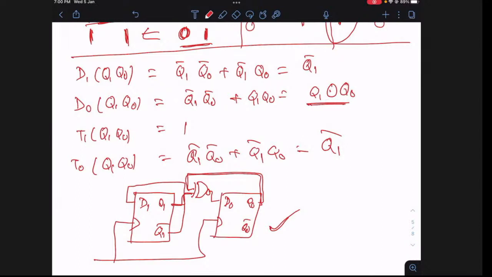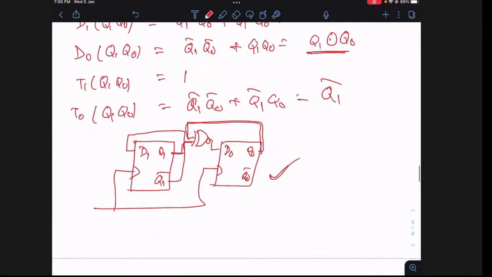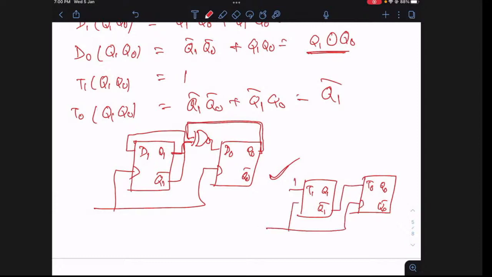And for T flip-flops, if you want to design, again the same way. You have two T flip-flops, namely T1, T0, with Q1, Q0, Q0 complement and Q1 complement. What is T1? T1 is 1. What is T0? T0 is Q1 complement. Both of them are driven by the same clock source. So this is the corresponding answer.